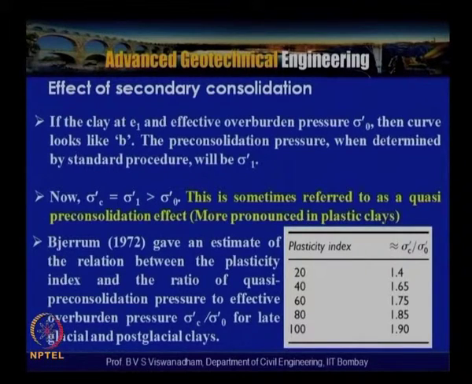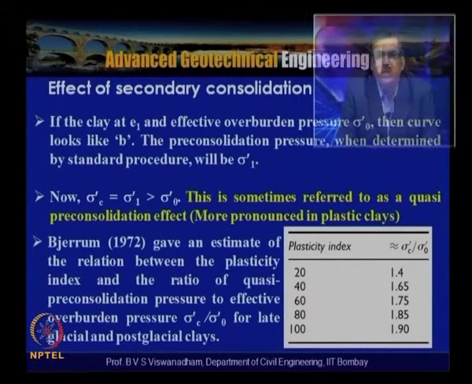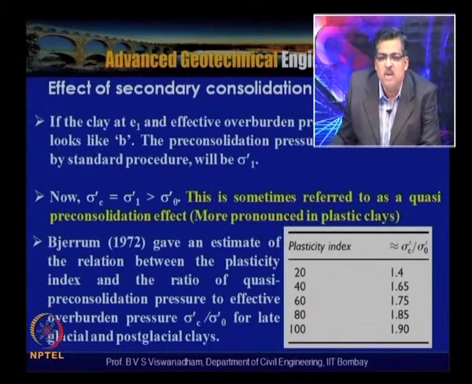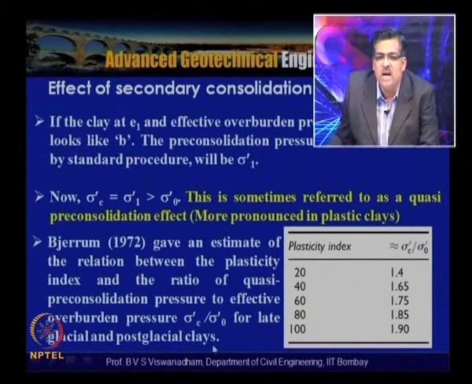Now, sigma C dash is equal to sigma 1 dash, which is greater than sigma naught dash. This is sometimes referred to as the quasi pre-consolidation effect, more pronounced in plastic clays. This type of behavior is more pronounced in clays of high compressibility and high plasticity, that is, CH type clays. Jerome in 1972 gave an estimate of the relation between the plasticity index and the ratio of the quasi pre-consolidation pressure to effective overburden pressure, that is, sigma dash C by sigma naught dash, for late glacial and post glacial clays.